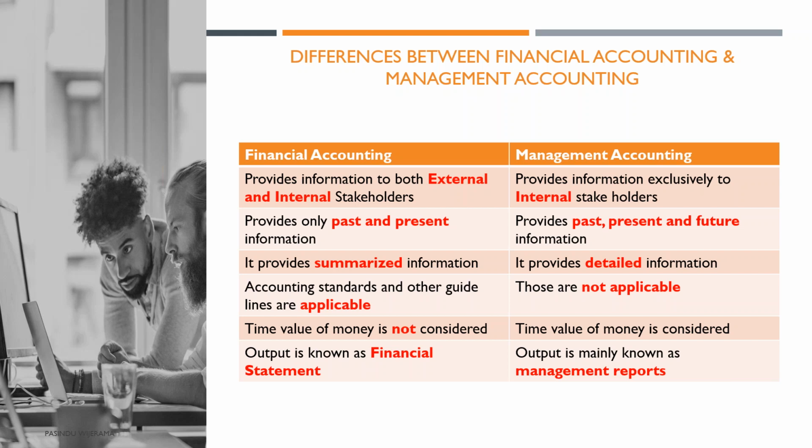So we have identified there are two branches in accounting. Basically there were two branches in accounting, basically financial accounting and the management accounting. Now here we are going to discuss what is the difference of financial accounting and what is the difference of management. What are the characteristics of financial accounting and what are the characteristics of management accounting? Right.